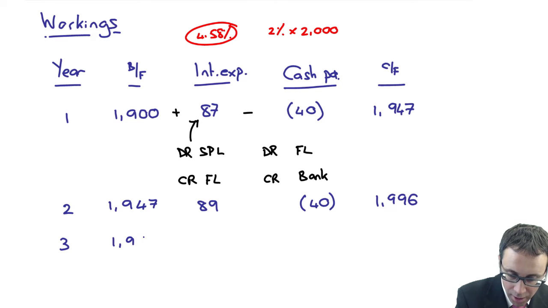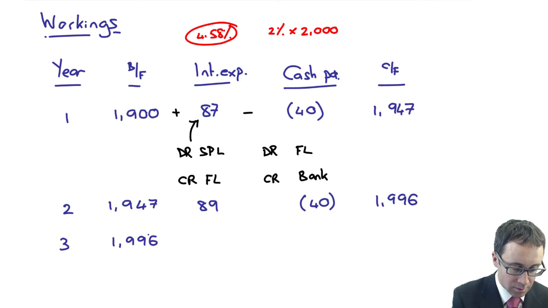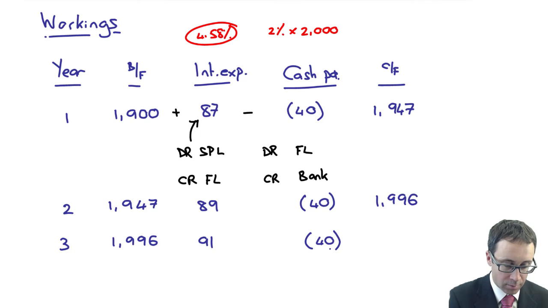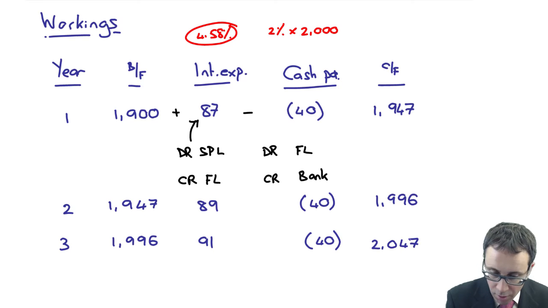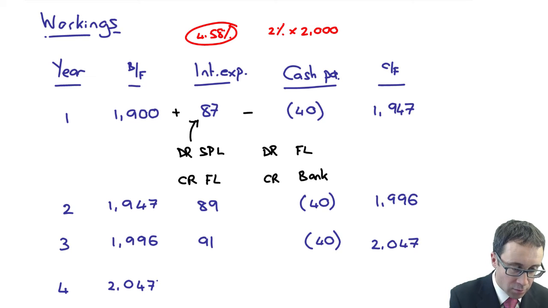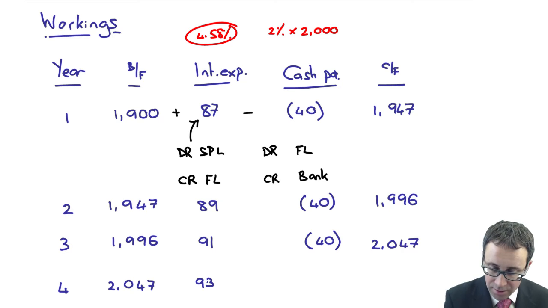Year three, 1996. 4.58% gives me 91. The cash paid is still 40. That gives me 2047. And then in year four, 2047 times 0.0458. We'll cheat and make that 93. Is that the case?